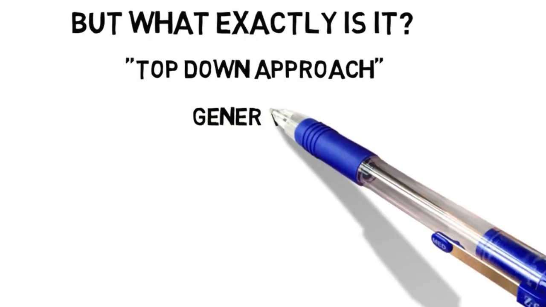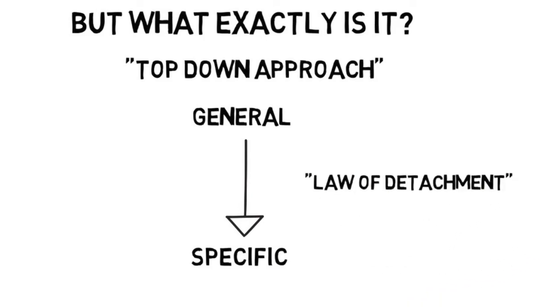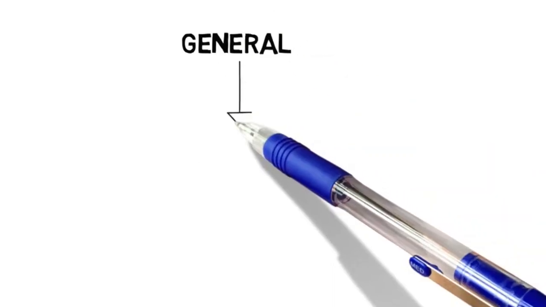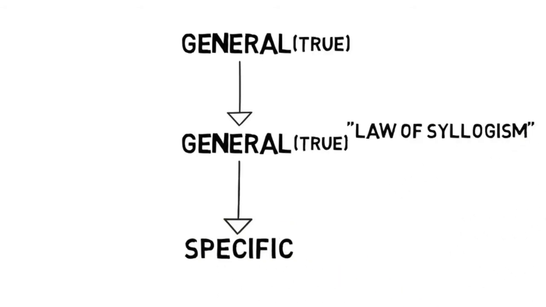It is also known as the top-down approach, and it is the process of using what you know to be generally true in order to make an inference about something specific. Now, the fancy textbook term for this is the law of detachment, which simply states that if my general statement is true, then my specific statement is also true. When you create a chain of general statements and then work your way down to a specific conclusion, you get the law of syllogism, which simply states that if my general statements are true, then my specific conclusion is also true. Now, when doing a mathematical proof, these are the 3 steps you take.